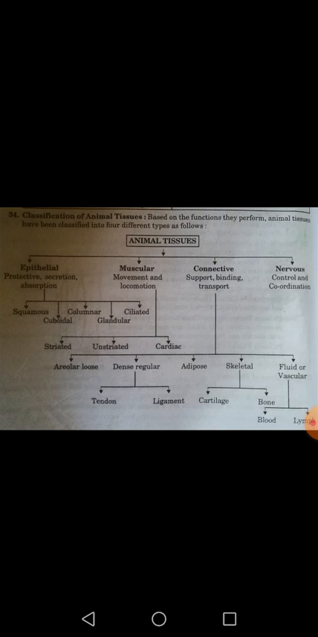So these are the various types of animal tissues. Now I'm going to start with the very first one, epithelial tissue.